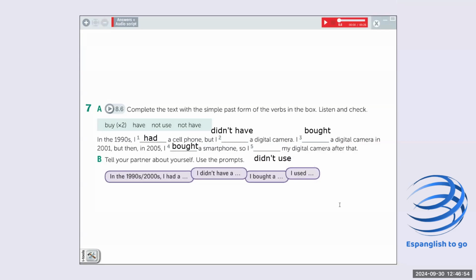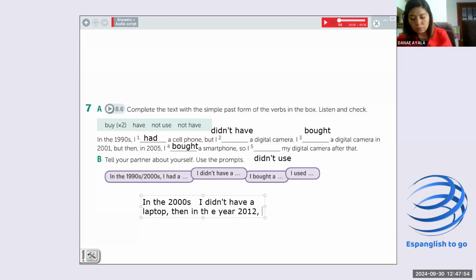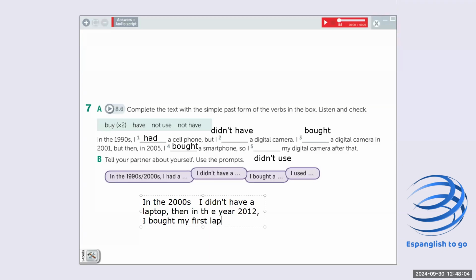Now, tell your partner about yourself. Use the prompts. So you will tell me, for example, in the 2000s, maybe I didn't have a laptop. Then in the year 2012, I bought my first laptop and I used it a lot. Yes, this is an example.